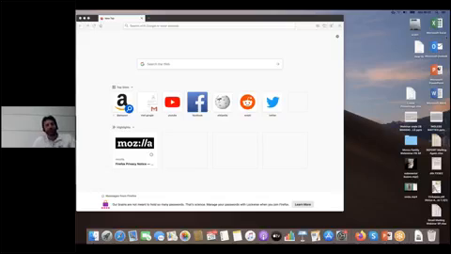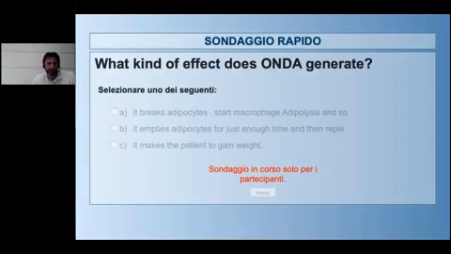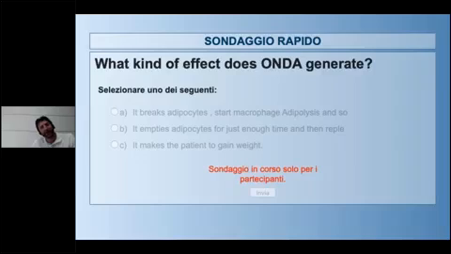Then we have another one. What kind of effect does Onda generate? It breaks adipocytes, starts macrophage adipolysis, and so initiates the action. It empties adipocytes for just enough time and then replenishes them. I apologize for the cut of the graphic, but it depends on the number of spaces that we have here in these lines. It makes the patient gain weight. As we want to have 100% on the breaks adipocytes, start macrophagic action, and so on. Congratulations, everyone.